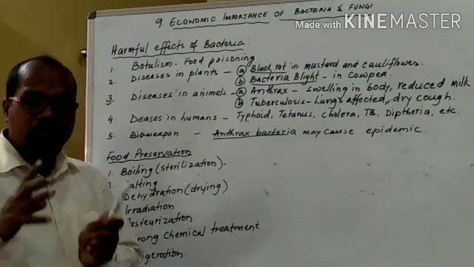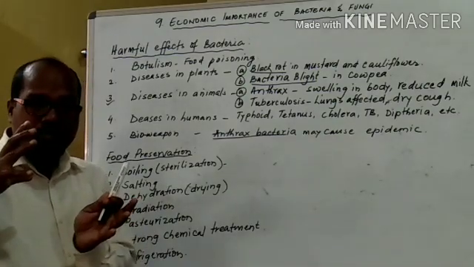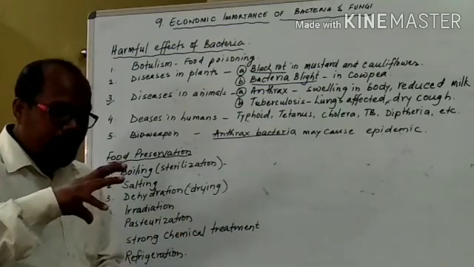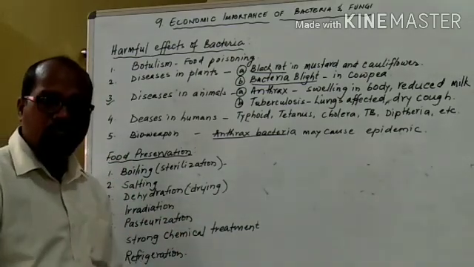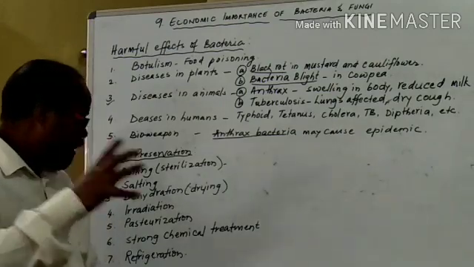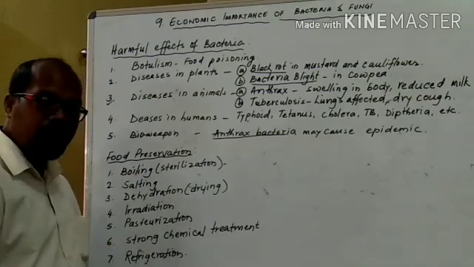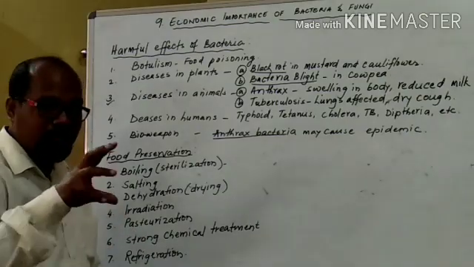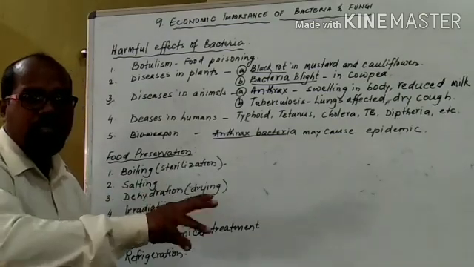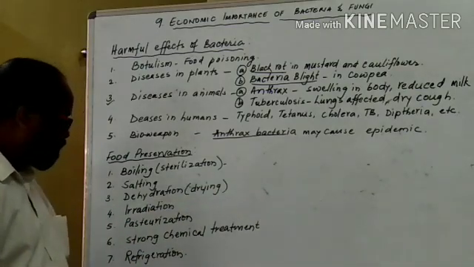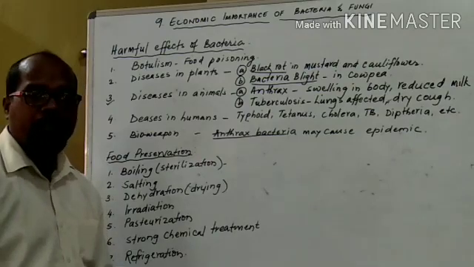Irradiation is what? High beams of light, radiations are applied to the food items. By that what happens? These radiations, the strong light, kill the germs. That is called irradiation. Number 5 is pasteurization.